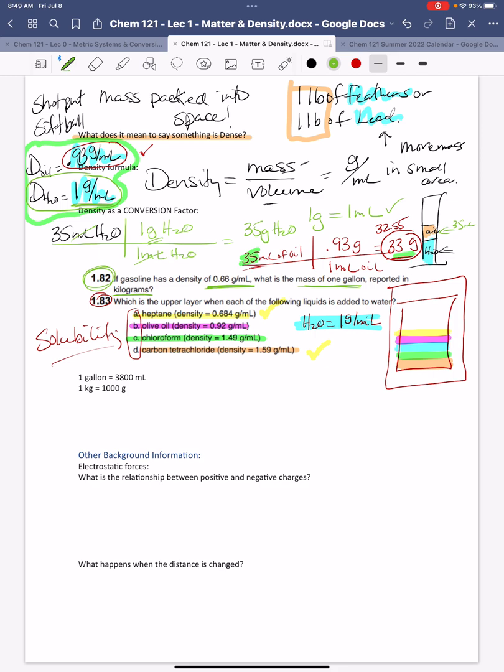So what we're trying to do now is figure out what is the mass of a gallon of gasoline. A gallon is a unit of volume, and we're trying to figure out what's its mass? What is the amount of matter in this gallon?